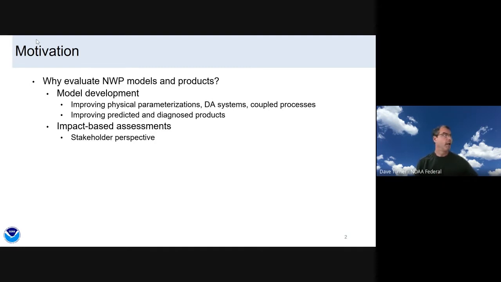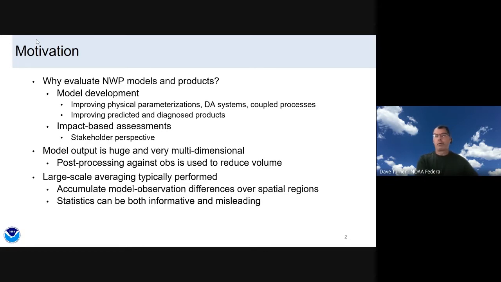Next click, please. But we all know that the model output is very large. It's multidimensional. It's hard to get our minds around it. So if we want to compare against observations, we often have to do a lot of post-processing against the obs to reduce the volume, especially with the real-time models, which are continually pumping out terabytes of data a day. We have to evaluate these things quickly, reduce the volume, store them in some way that allows us to analyze the data.